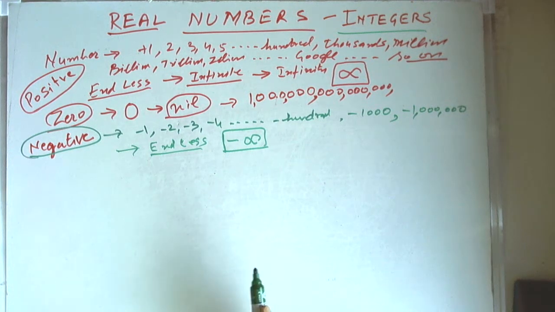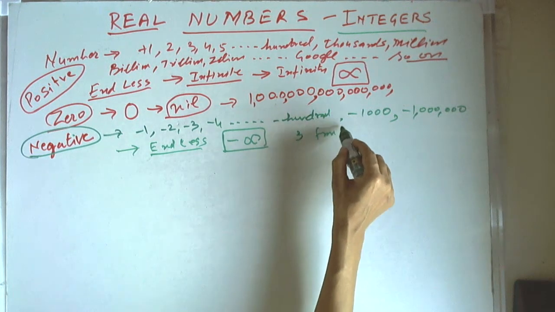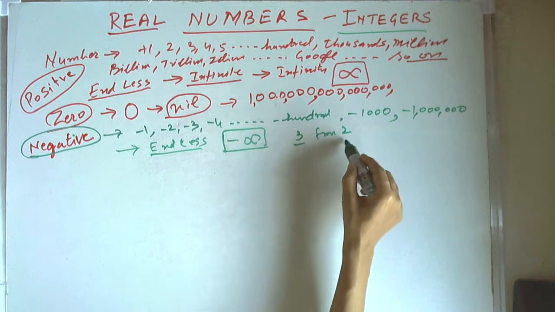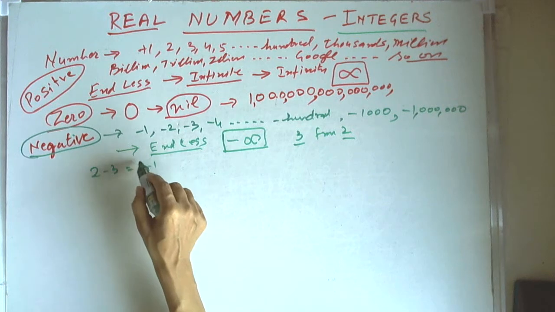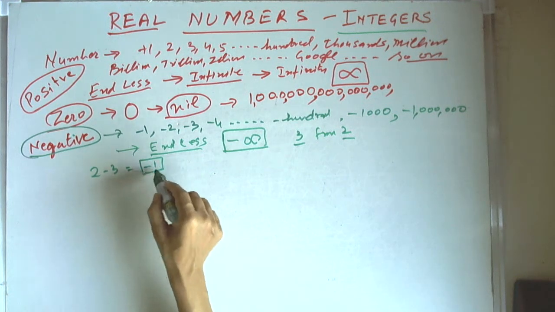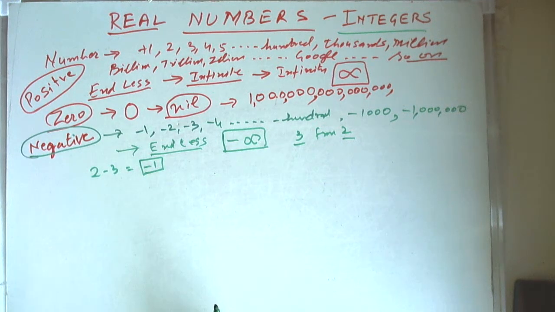Now what does a negative number represent? A negative number represents something which is below 0, which is less than 0. So for example, if we subtract 3 from 2, that means 2 minus 3. The answer we say is -1, because it is less than 0. Whereas 2 minus 2 will be 0, whereas 2 minus 3 will become minus 1. So that is an indication of what is negative.